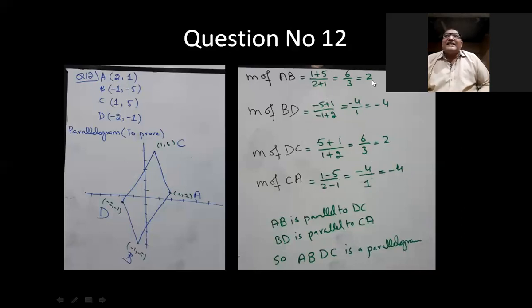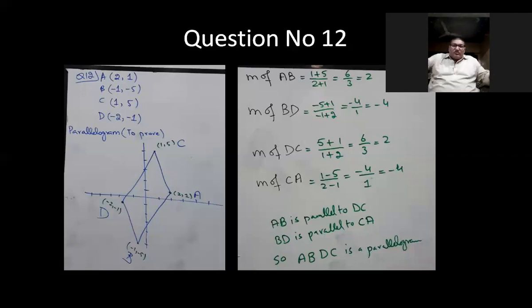So you can see clearly that the gradient of the AB and the gradient of the DC are equal, so they are parallel. So AB is parallel to DC. In the same way, the gradient of the BD and the gradient of the CA are equal to each other, which means they are parallel to each other. So this proves, because the opposite sides in this quadrilateral have the same gradient, that this is a parallelogram.